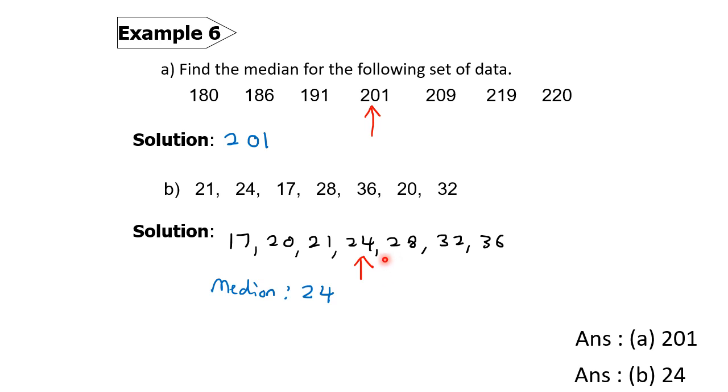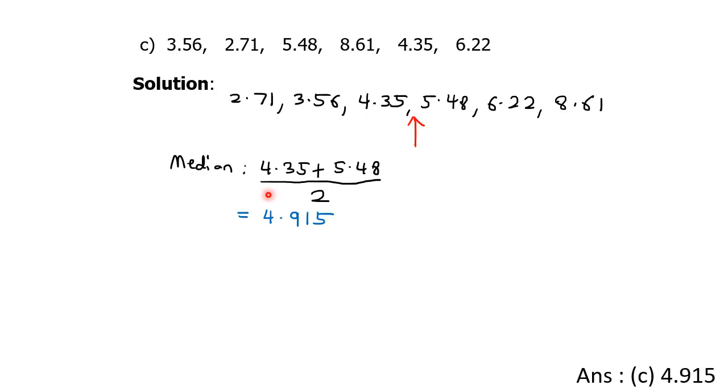Okay, very simple. Because the number of data is odd, so the middle value should be in the middle. Alright, next for question C. So again, for this question, the number is not arranged. So before we can solve, we need to arrange first. So we arrange. So 2.71 the smallest and 8.61 is the biggest. And then count the number of data here, 1, 2, 3, 4, 5, 6. So we have even number.